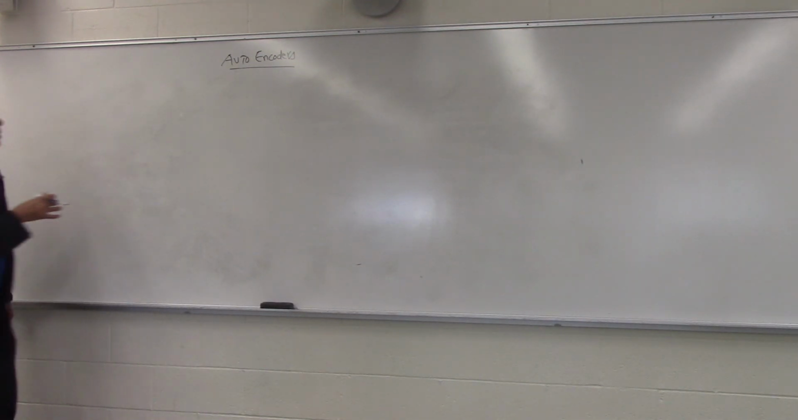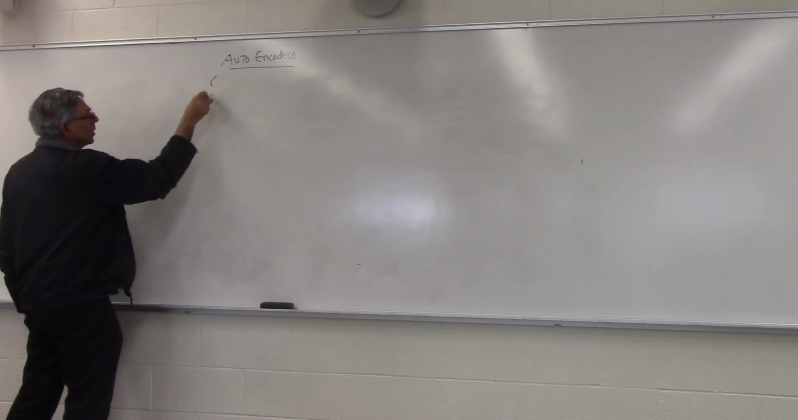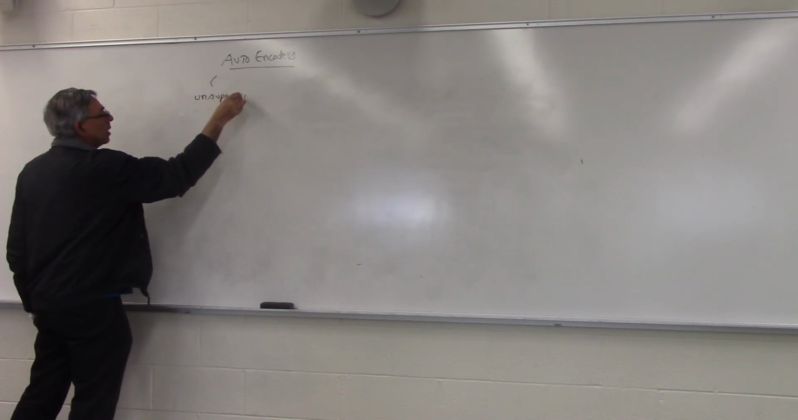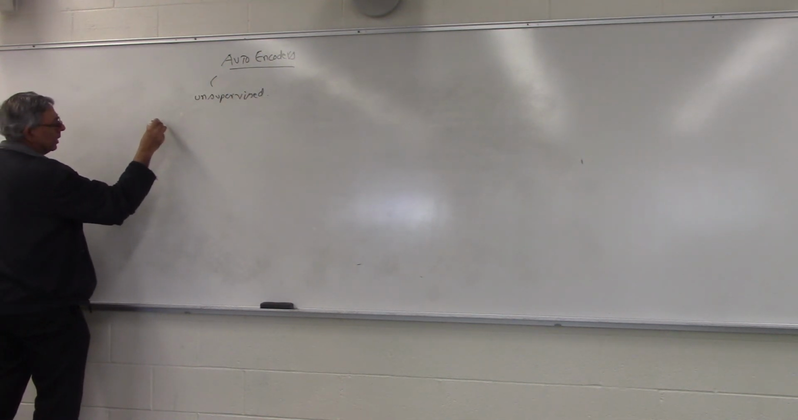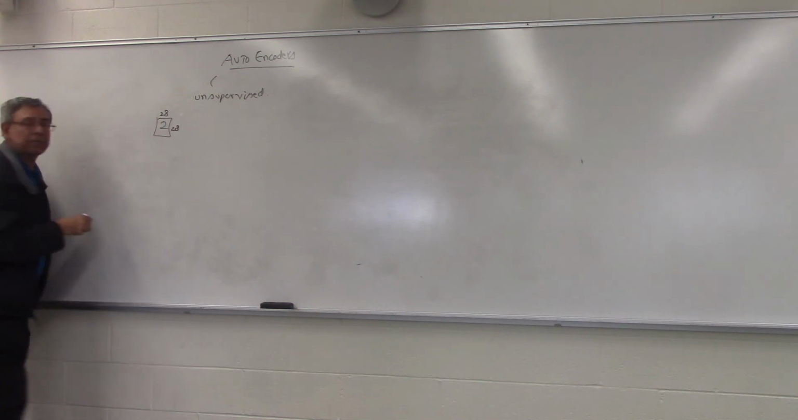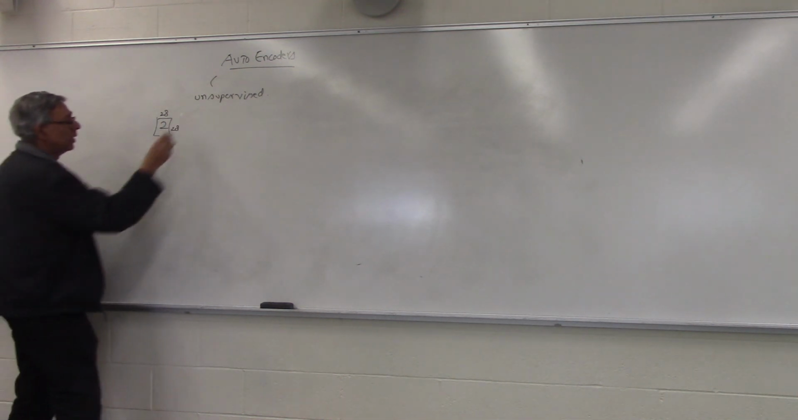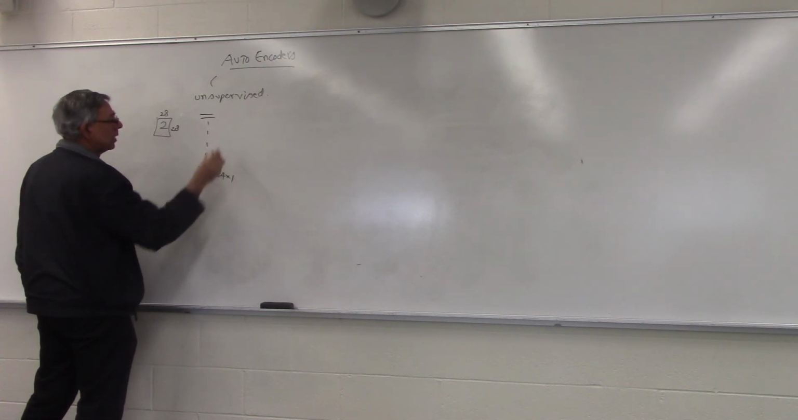Anyway, so autoencoder is a very simple network. So this is unsupervised. And the idea is very simple. For example, let's say we have a digit 2. Okay, if it's an MNIST digit, remember this will be converted to 784 values, right? So we have 784 by 1.